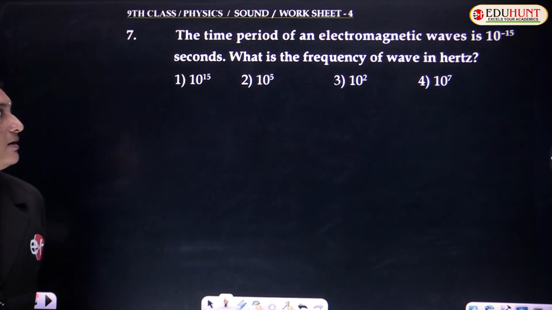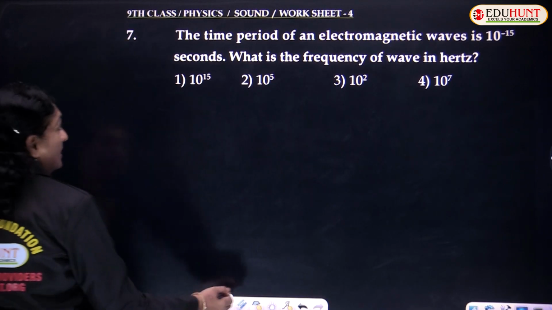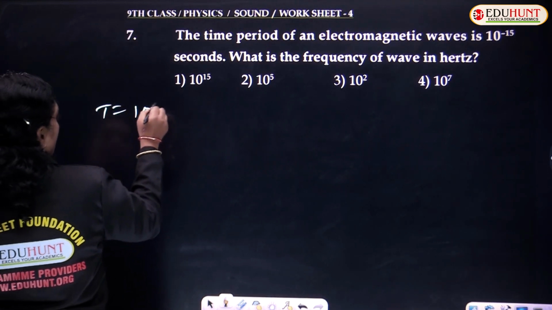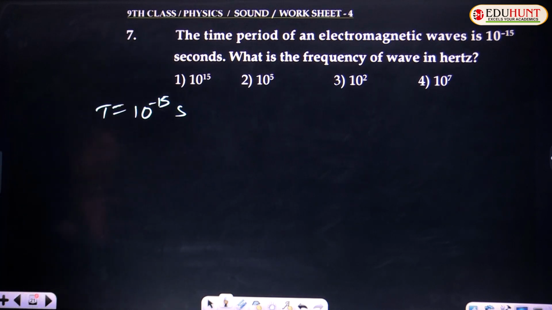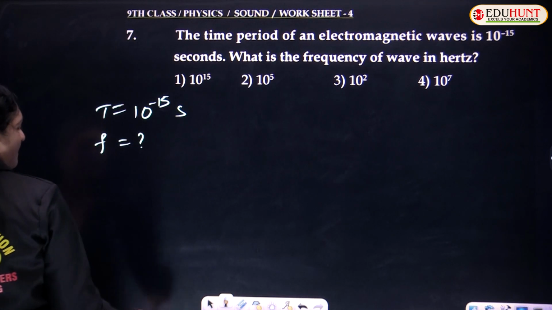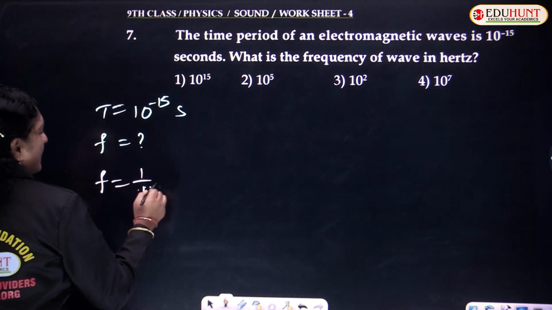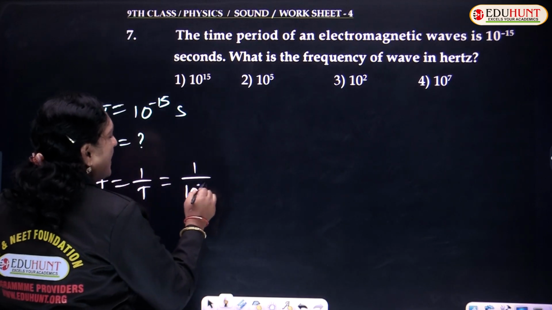7th one. The time period of an electromagnetic wave is 10 power minus 15 seconds. So given that the time period is 10 power minus 15 seconds. This is the given data. What is the frequency of the wave in hertz? You are asked to find the value of frequency. But children, what is the relation between frequency and time period? F is equal to 1 by T.